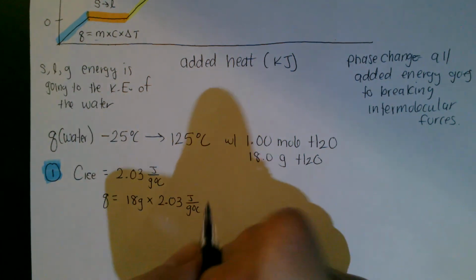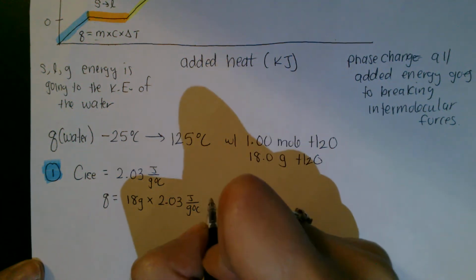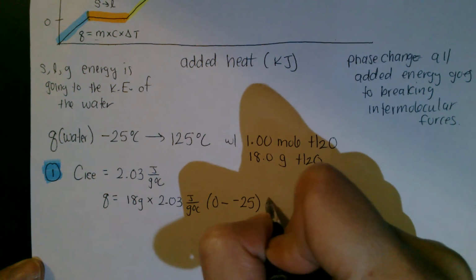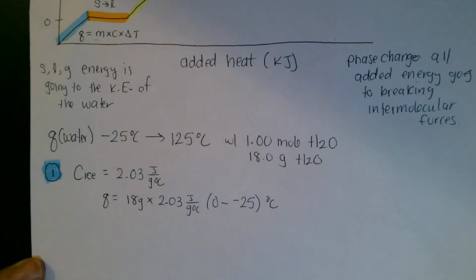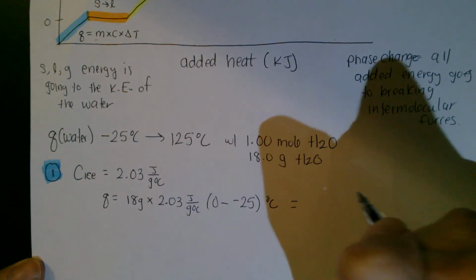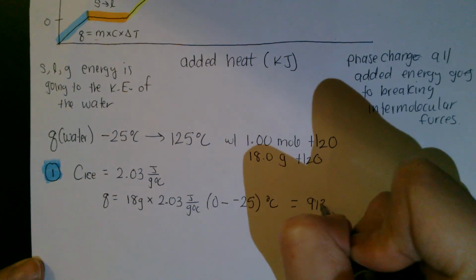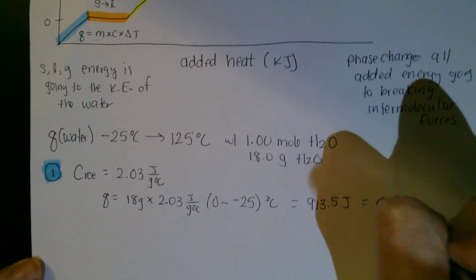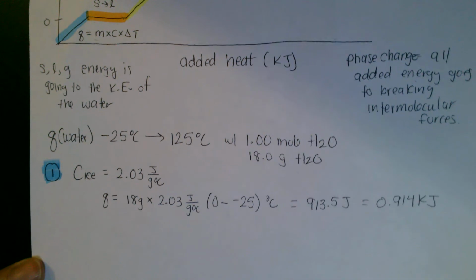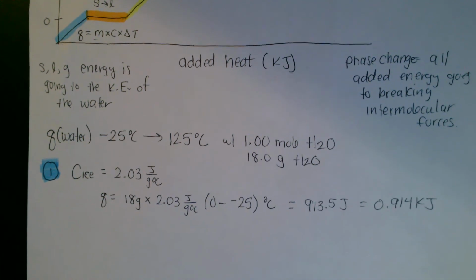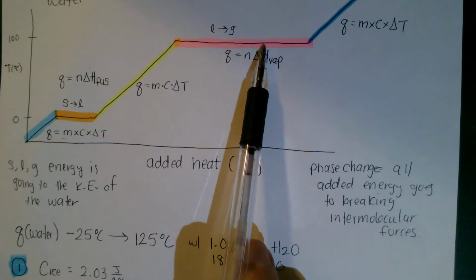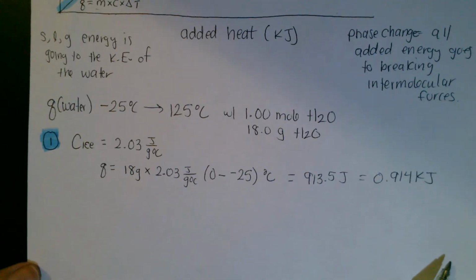Okay, so we're going to have our temperature final, which is 0, subtract negative 25 degrees Celsius. If we solve this, we get that Q for this step was 913.5 joules, which is 0.914 kilojoules. I'm going to solve this in kilojoules because these here are in kilojoules as well. Okay, so that was first.